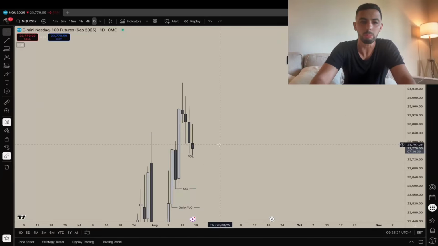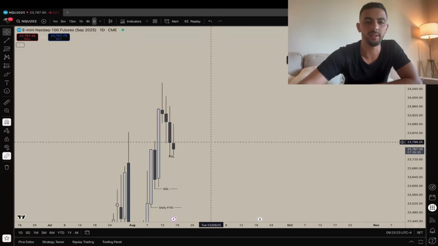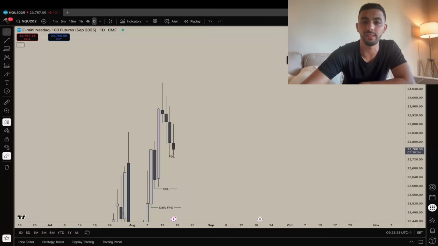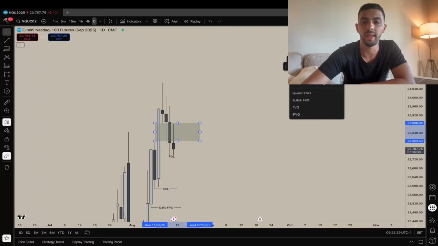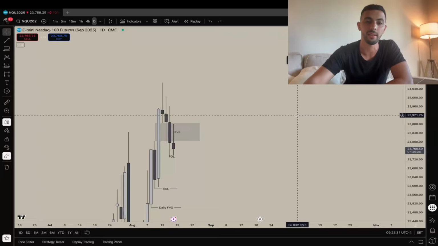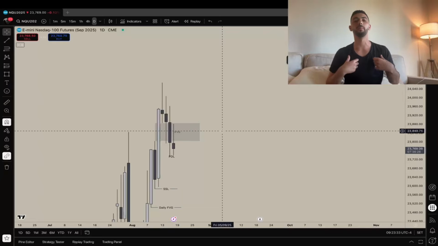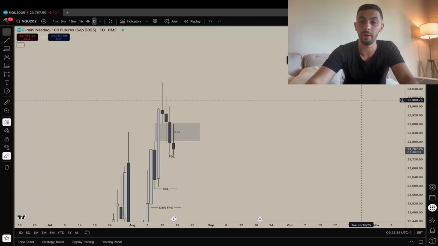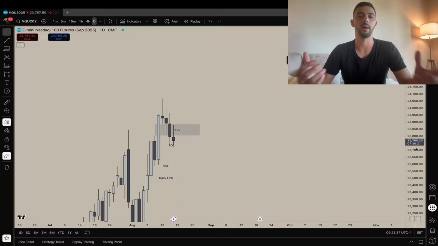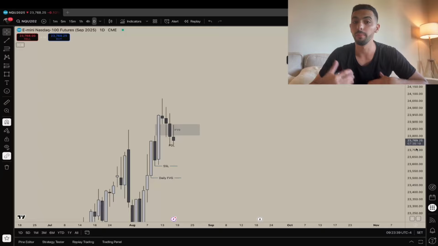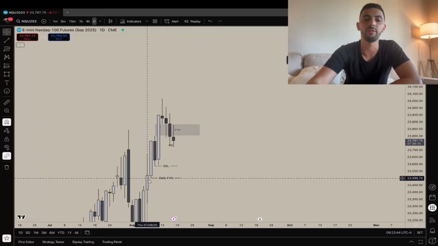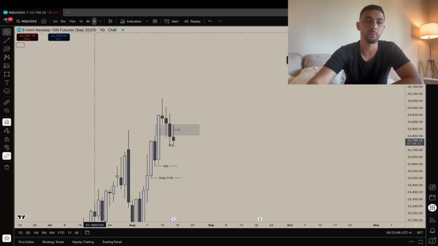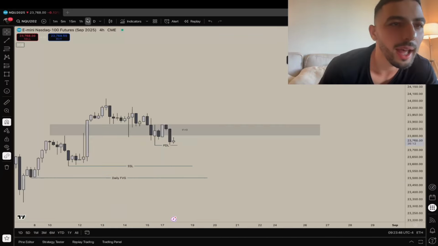Anyways, as you can see on the daily chart, we have inversed this daily fair value gap over here. We had a bullish fair value gap and we have inversed it to the downside. That means for me that I am going to be bearish. Bearish until where? What's my target? Obviously we have this daily fair value gap over here.